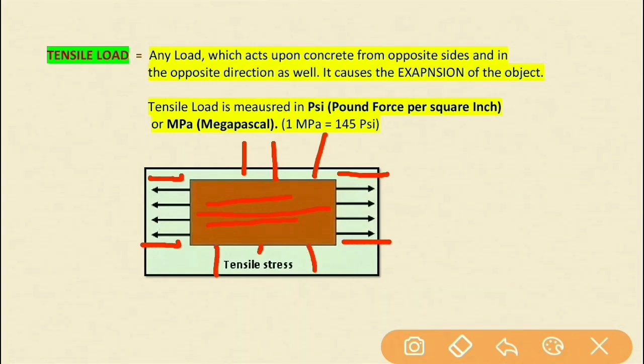And to bear the compressive load, there's not much to worry, because concrete's compressive strength is already greater than its tensile strength. Concrete's tensile bearing capacity is only 10% of its compressive capacity. So that's why steel bars are provided in structures where the concrete faces more tensile stress, like in beams. Tensile load is also measured in psi, pound force per square inch, or in megapascal. 1 MPa is equal to 145 psi. So this is the second type of load upon concrete.